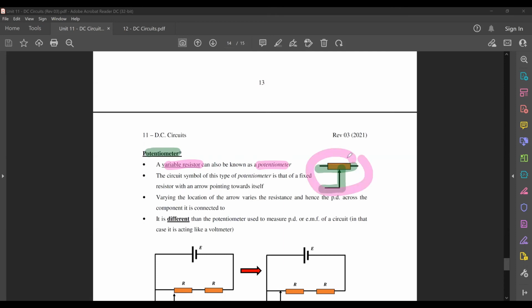The circuit symbol looks like this. Eventually, when you do your practice questions, you will see this little symbol here. That arrow that you see, you can either shift it towards the left or towards the right. When you shift that arrow towards the left or right, it actually varies the resistance of that potentiometer. So its main purpose is mainly just to vary resistance. It's a bit different than the potentiometer that you learned last week, where it is used to measure voltage. It acts like a voltmeter.